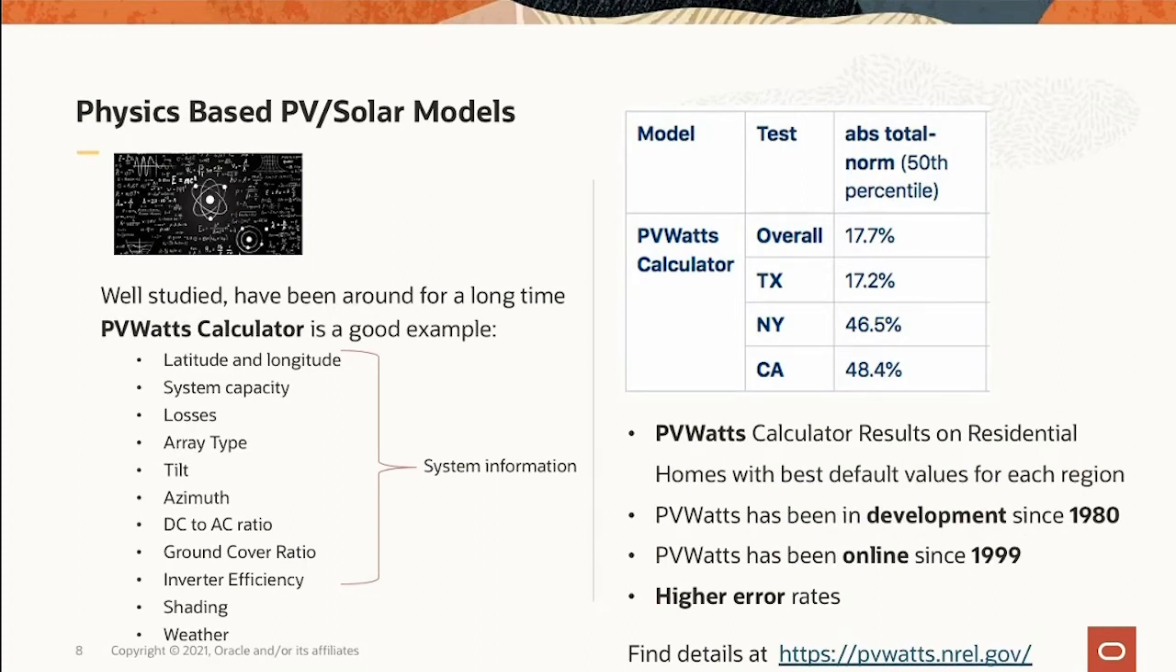Let's start with physics-based solar modeling. For this domain, the PVWatts calculator is a good example, which has been in development since 1980, well over 40 years. The PVWatts calculator requires a lot of system information, which is hard and in some cases even impossible to obtain. We tested PVWatts in several regions using the best default input values for each region. Unfortunately, we see high median error rates in the pie chart, around 17% overall.